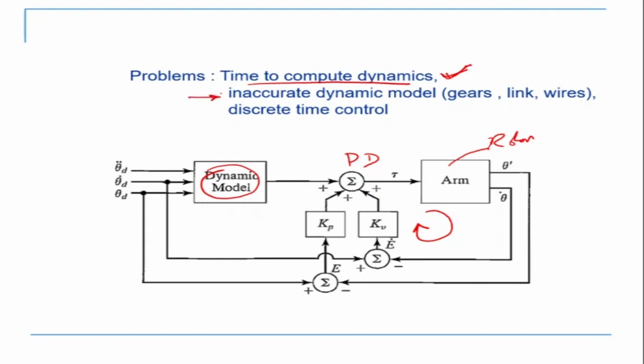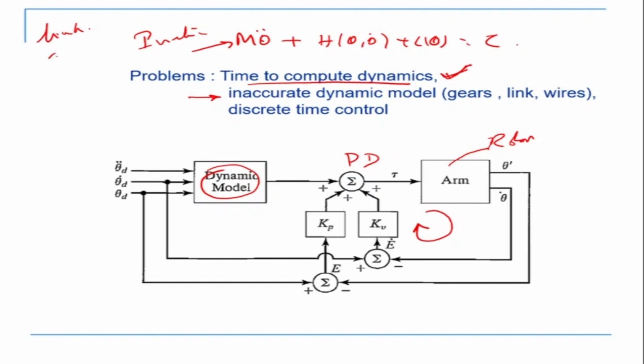But the second problem that comes is inaccurate dynamics. For example, when we talk about our equation M theta double dot plus H plus C theta is equal to tau, this is my inertia term. Now the inertia matrix or the inertia tensor basically contains the link. Now on the link we know there are gears, then there is a motor, then there are wires, there are encoders. Okay, all these are there. Now you cannot exactly or very accurately find out the inertia of all this because they are inside. You don't have access to them. The manufacturer also doesn't tell.